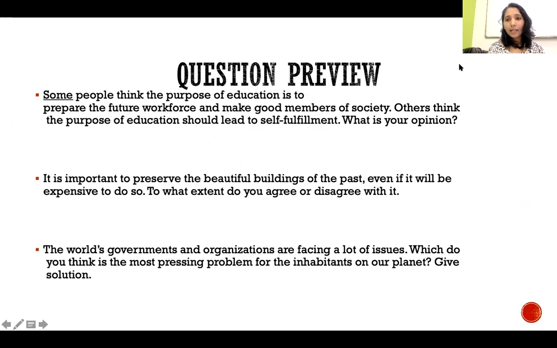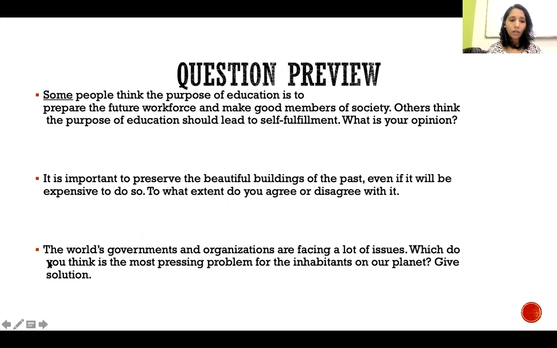So it says, some people think the purpose of education is to prepare the future workforce and make good members of the society. Others think the purpose of education should lead to self-fulfillment. What is your opinion? So this is an opinion-based essay. Here, it is important to preserve the beautiful buildings of the past, even if it will be expensive to do so. Do you agree or disagree with it? So this is an agreement, disagreement kind of an essay.